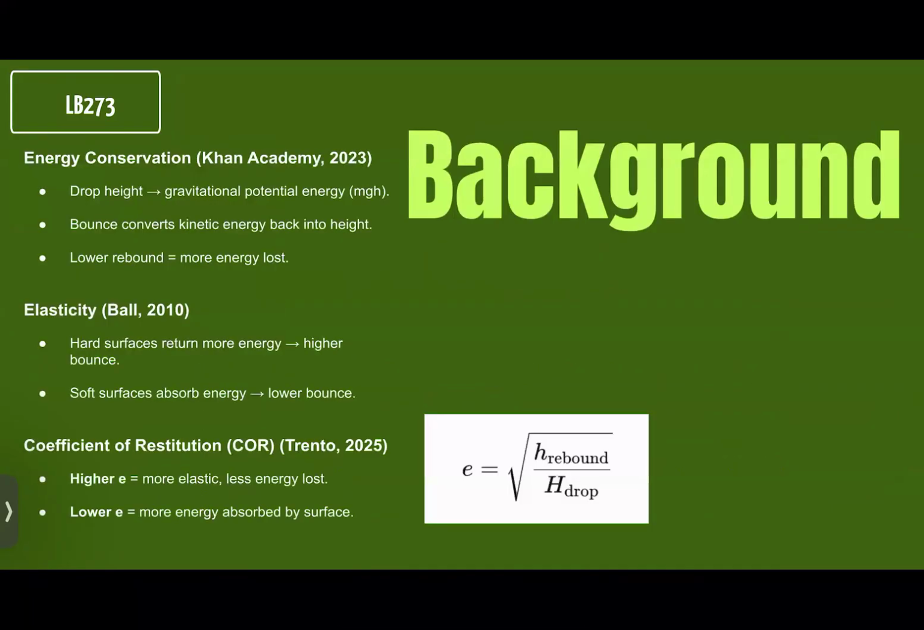For the background, the physics idea behind this is energy conservation. When you drop the ball, it has gravitational potential energy, or mgh. As it falls, that becomes kinetic energy, and the bounce depends on how much energy is returned. Elasticity also matters. Harder surfaces deform less, so they return more energy. And this is tied to the coefficient of restitution. A higher COR means a more elastic collision and a higher rebound.